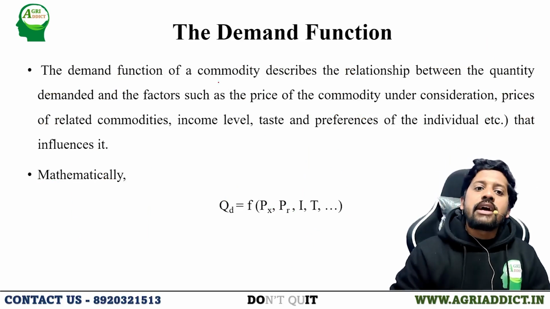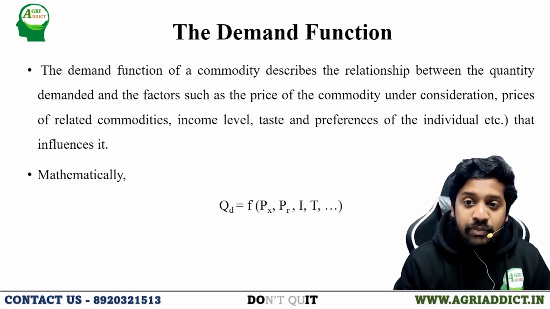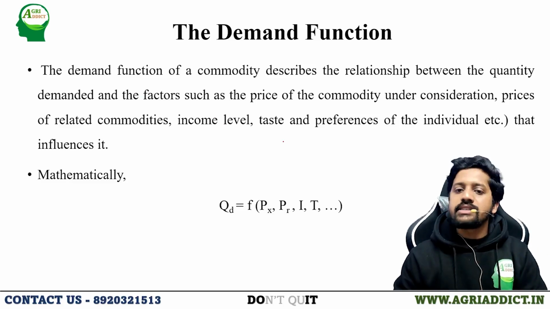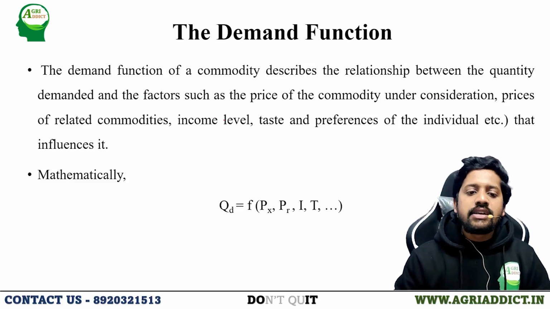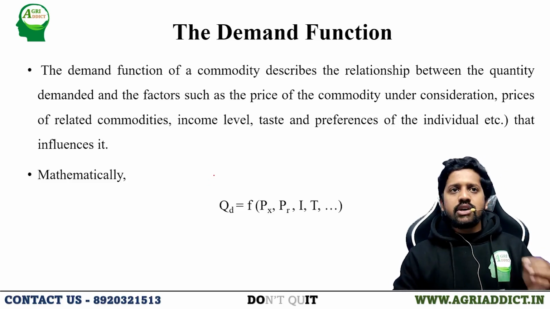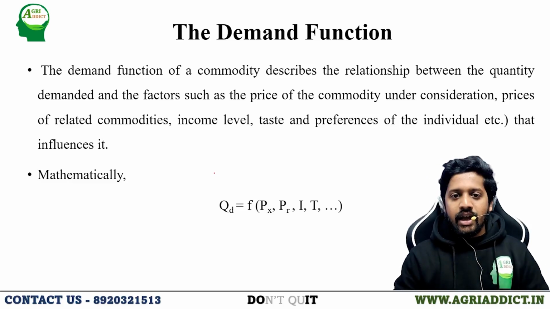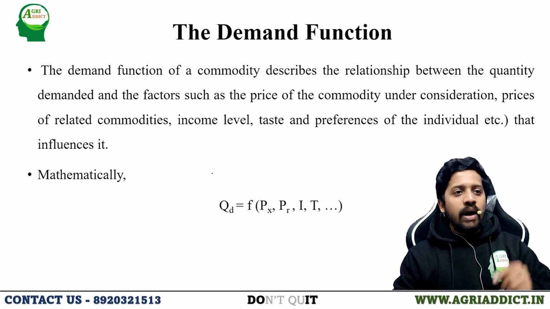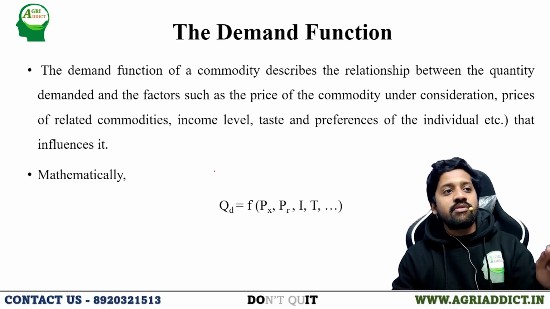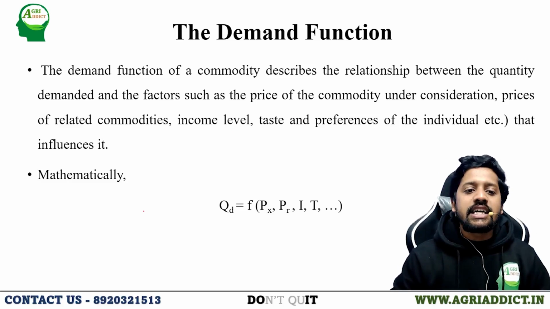So coming to the demand function, what is a demand function? The demand function of a commodity describes the relationship between the quantity demanded and factors such as the price of the commodity under consideration, price of related commodities, and income level. If I am going to purchase a commodity, the demand for that commodity will depend on several factors, and the relation between the quantity demanded and the different factors responsible for it is represented by the demand function.